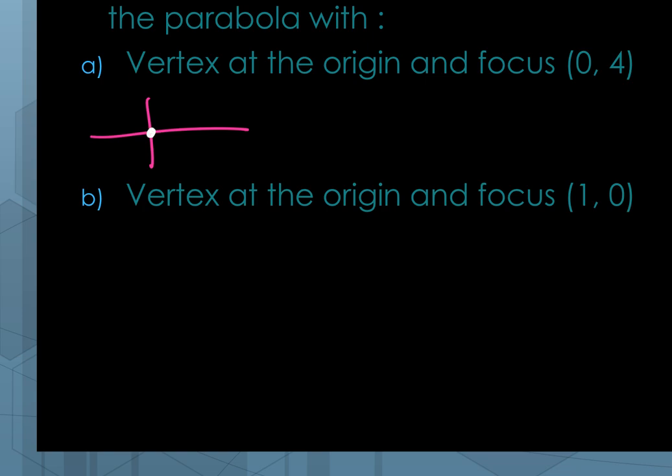So vertex at (0, 0), because that's where the origin is, and a focus at (0, 4): 1, 2, 3, 4. So if my vertex is at (0, 0) and my focus is at (0, 4), what direction is my parabola going? Up. And if it goes up, which variable is squared? X is squared. And is my 4P positive or negative? Positive. Now, I have my vertex, I know the direction, right? All I need is the value of P. How do I find P?